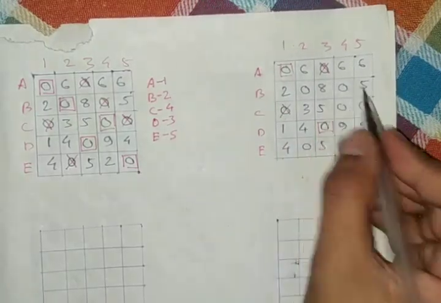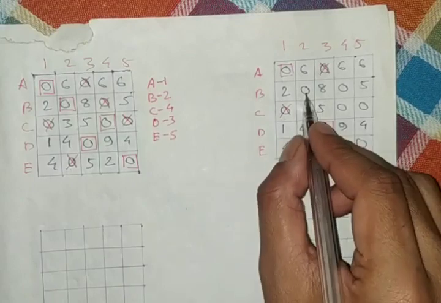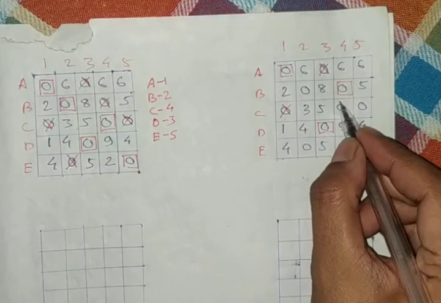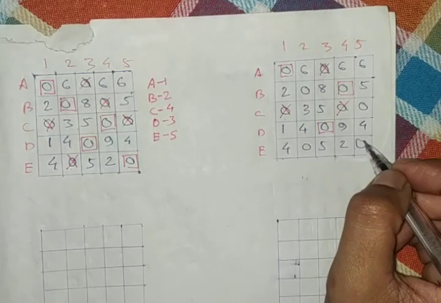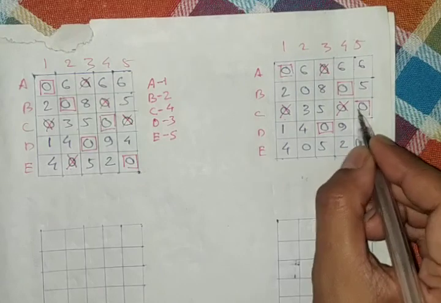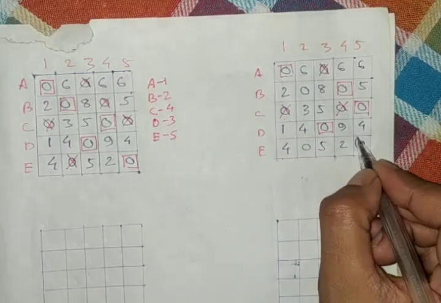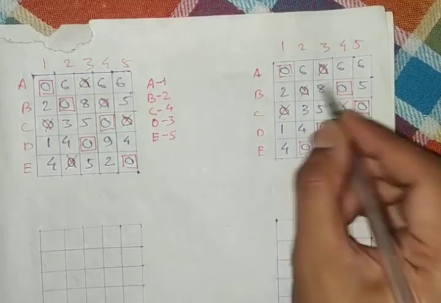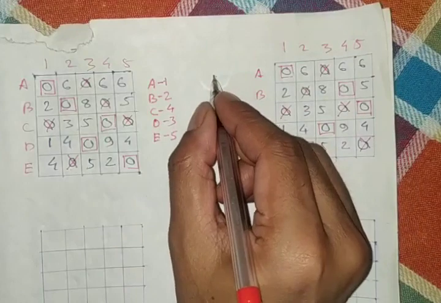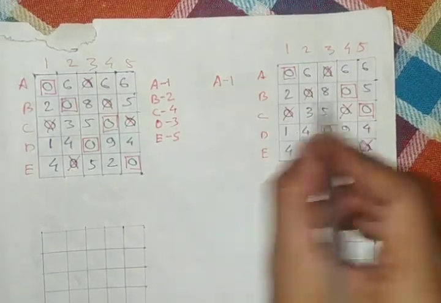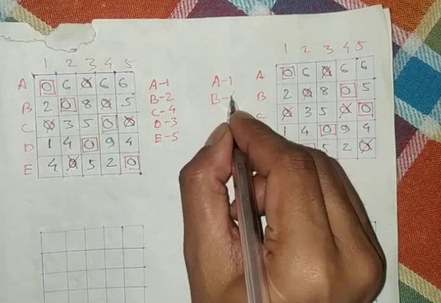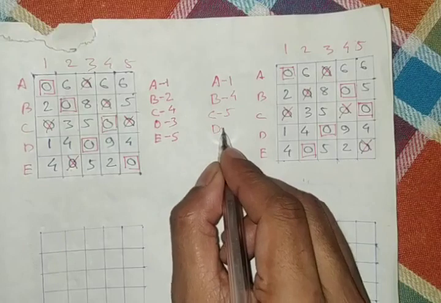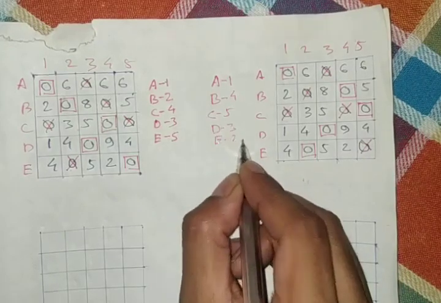After that, instead of B at 2, if I assign here, I cannot assign this. In that scenario, I have to assign here. If I assign here, I cannot assign this. Then I have to assign here, and if I assign this, I cannot assign this. So if you observe here, A is 1, B is 4, C is 5, D is 3, E is 2.